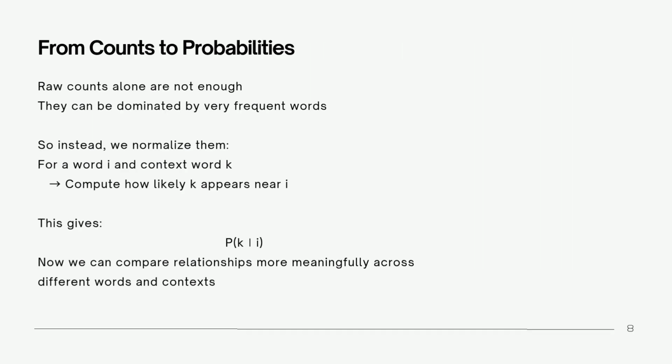However, raw counts have a problem. Some words like "the" or "is" are called stop words, and they appear very frequently and can dominate the counts. So instead of using raw counts, we normalize them into probabilities. Specifically, we compute the probability that a context word K appears near a target word I. This makes the representation more meaningful and comparable across different words.